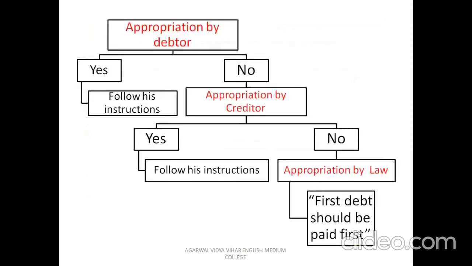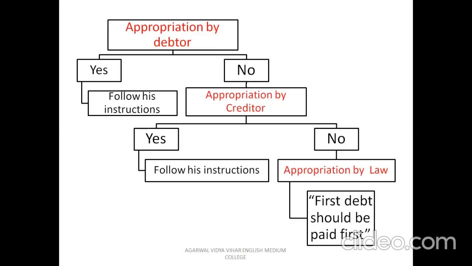I have made a chart for you, so that if you remember this chart, it is easy to remember all the rules. The first right to appropriate the payment is in the hand of the debtor, that the appropriation must be done by the instruction of the debtor. So two options are there. If the instruction is given by the debtor, then yes. If the instruction is not given by the debtor, then no. If the instruction is given, the banker has to follow the instruction of the debtor.